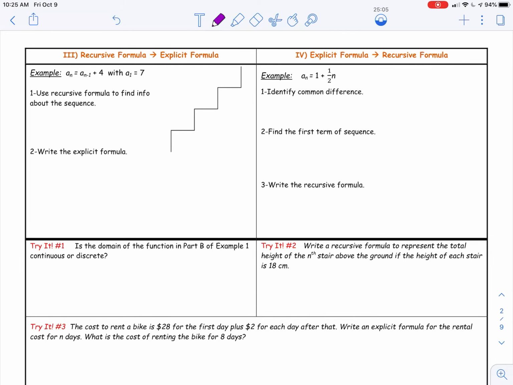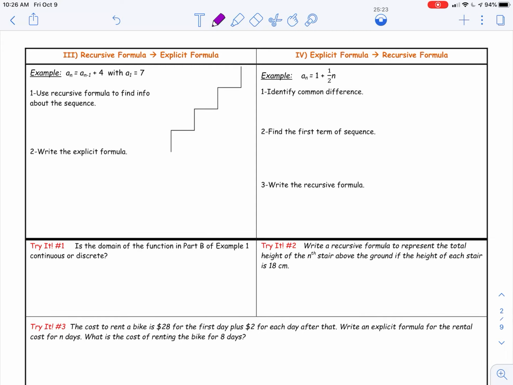So in the first problem, we start off with a recursive formula. And it says we have a with a subscript of n. So the nth term equals the previous term plus 4. And we're always told with the recursive formula what a1 is. The first term is 7 here.